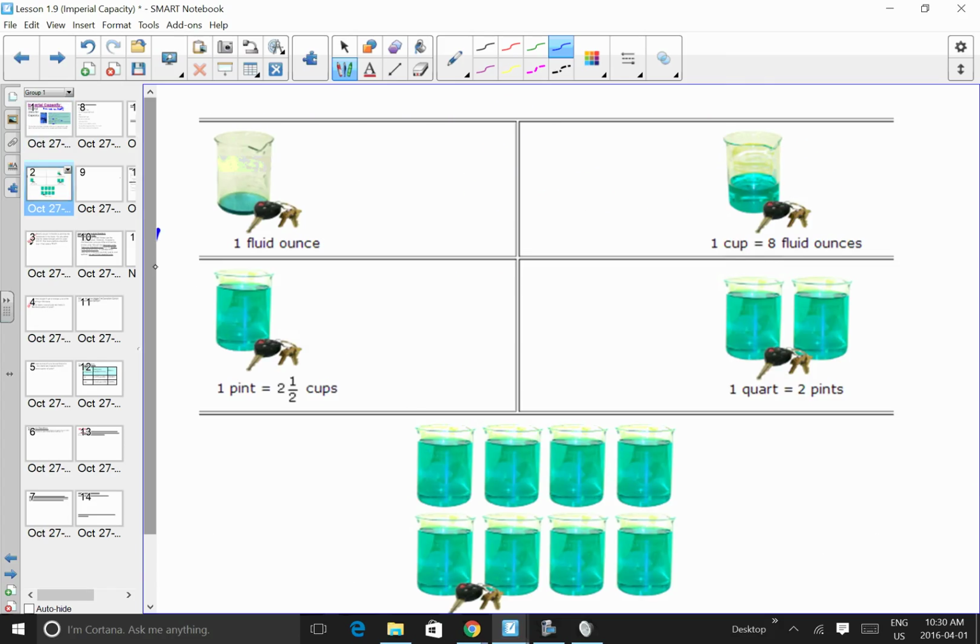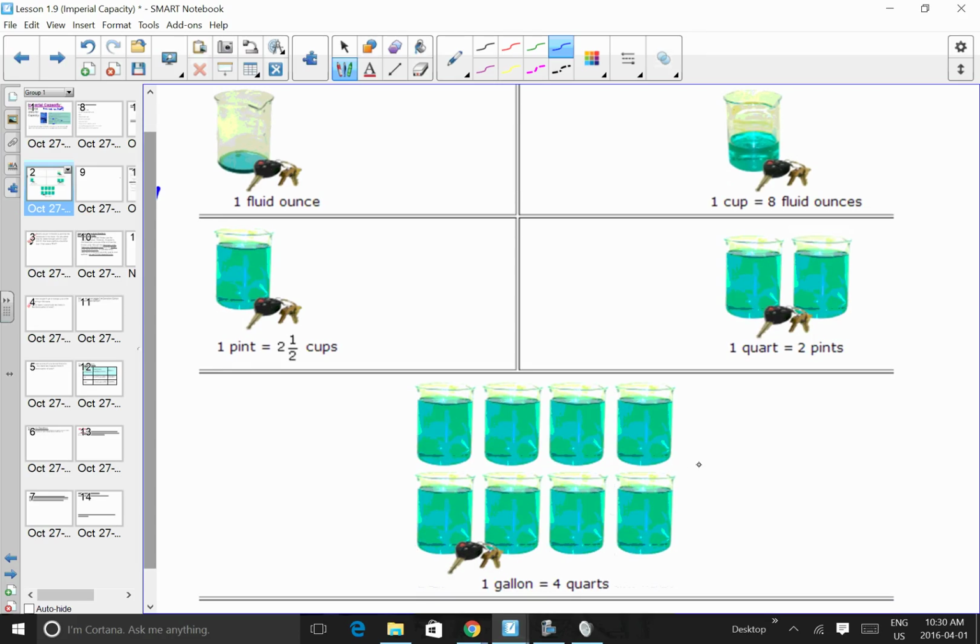So just showing you in beakers here. A gallon is 4 quarts or 8 pints. And we can get even smaller. A cup is 8 fluid ounces, and 1 fluid ounce is just a small bit there. So as you can see, we're comparing it to car keys in the beakers.